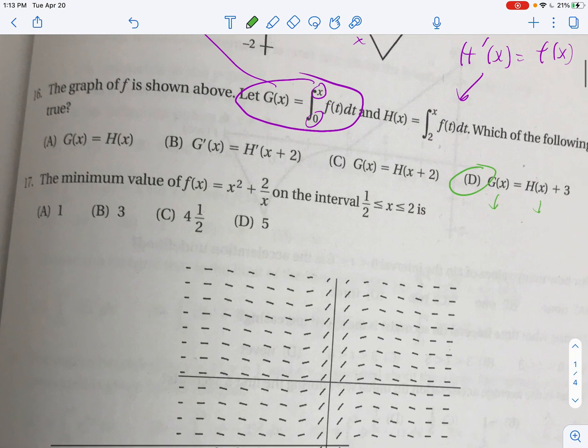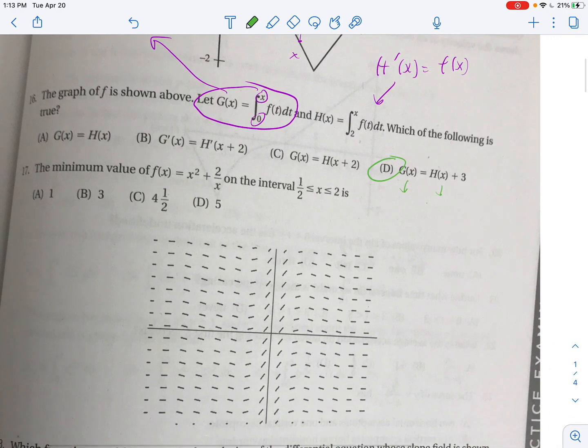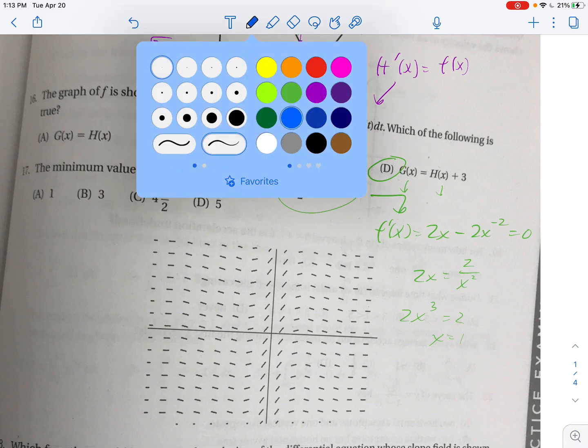All right, 17, minimum value. Minimum value for a continuous function on a closed interval occurs at an endpoint or a critical point. So let's take a derivative. F prime of x for this one is 2x minus 2x to the negative 2. I'm just interpreting this as x to the negative 1. If I set that equal to 0, we don't have to worry about x equals 0 on that interval. I would have 2x equals 2 over x squared. So what does that tell us? 2x cubed equals 2 and x equals 1. That's our critical point.